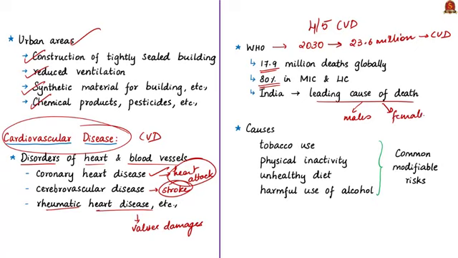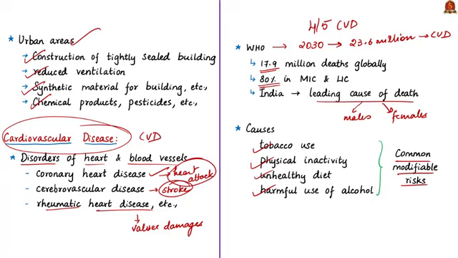And the major causes of cardiovascular disease are tobacco use, physical inactivity, an unhealthy diet, and harmful use of alcohol. Now, these causes are common modifiable risk factors. So, controlling the common modifiable risk factors will help in prevention and control of cardiovascular diseases.